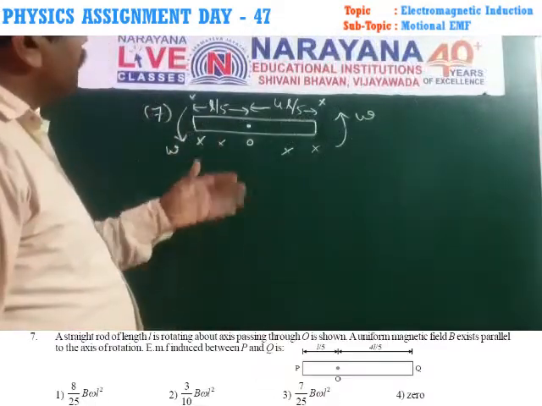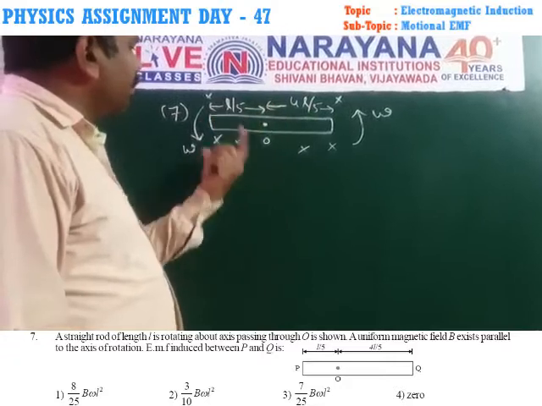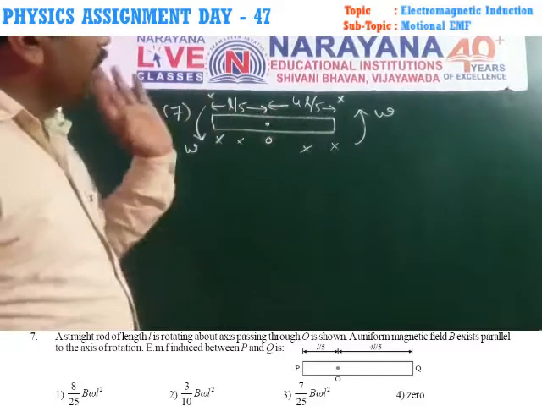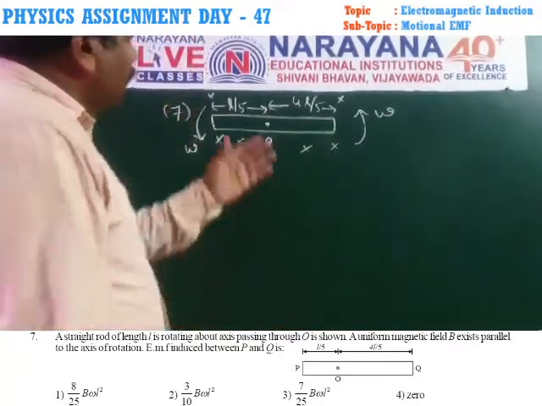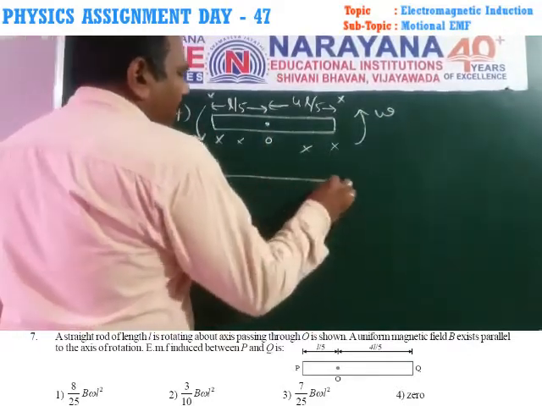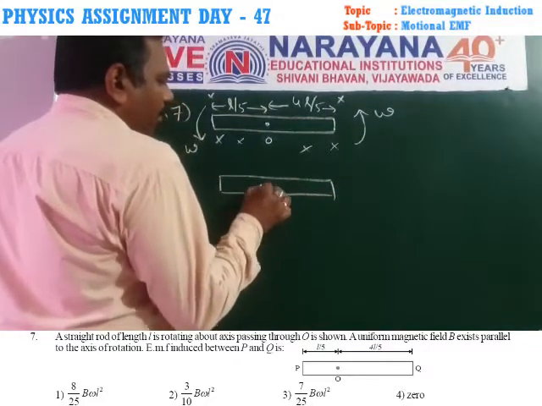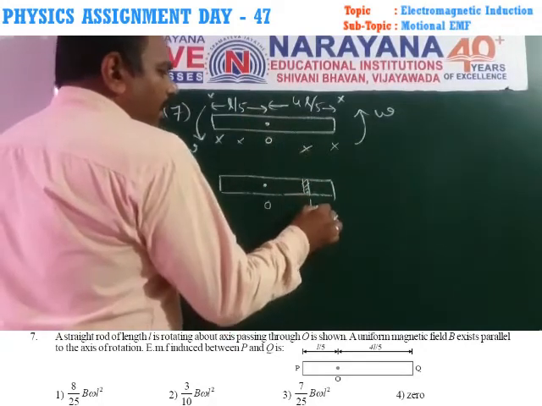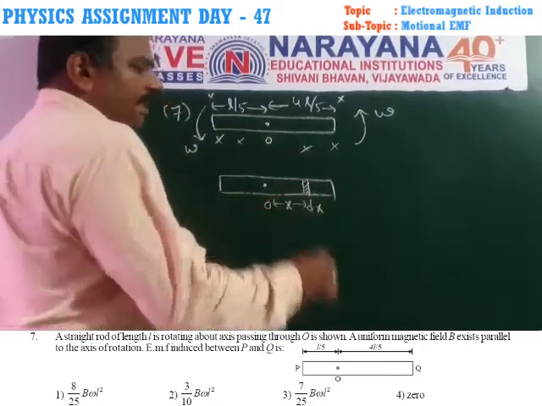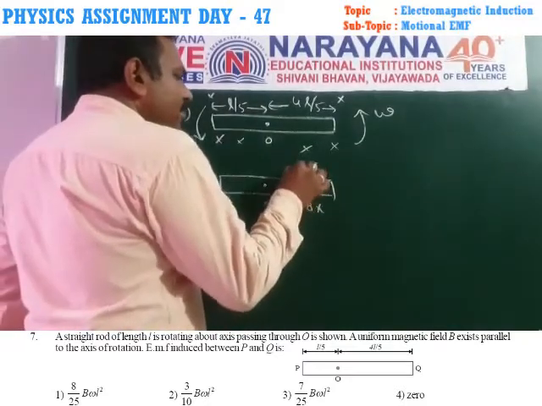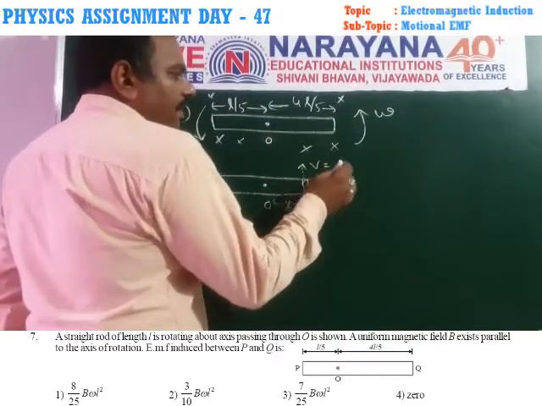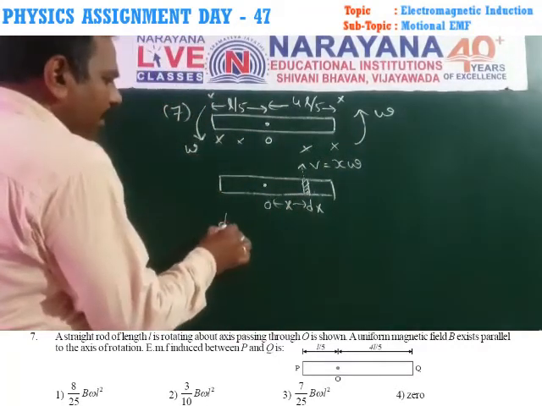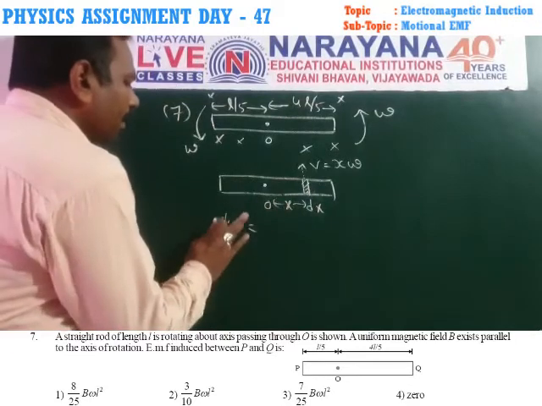In the seventh sum, a straight conductor of length L, as shown in the figure, is rotating about its fixed point O with angular velocity omega. We have to find the EMF. So about the fixed point O, take a small elemental part. This small elemental part is dx, which is at x. This small elemental part is moving with velocity v = x omega. So there is an induced EMF across the small elemental part.